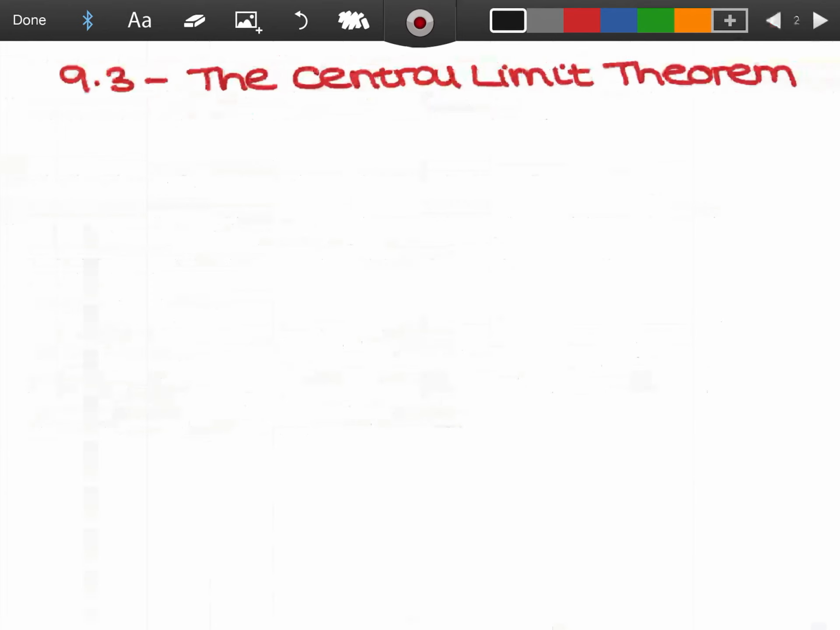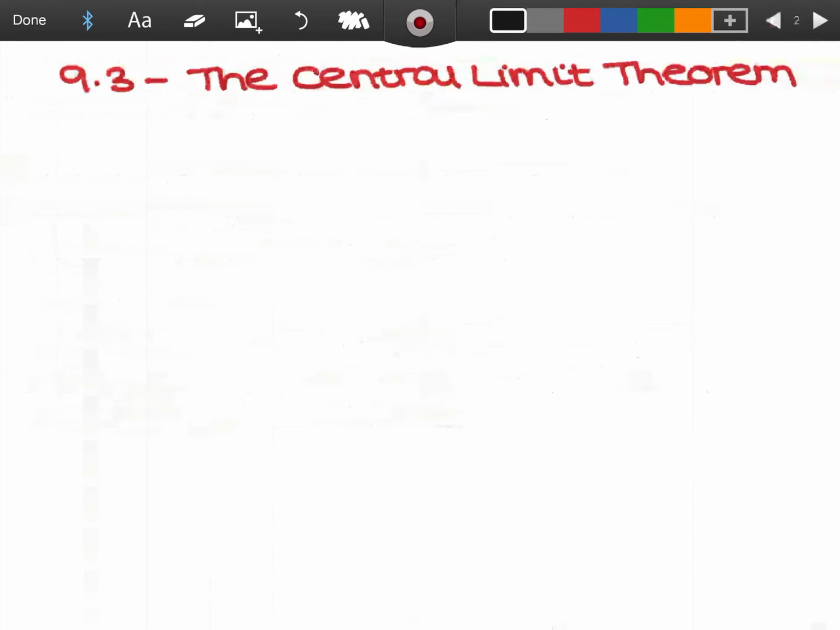9.3 looks at the central limit theorem. This is kind of the start of where we're going for the rest of the semester with this stuff. It's not a particularly easy chapter, so bear with me on this. There is a lot of information that I have to give you, but at the end, the examples that you use are kind of repetitive, so once you get the hang of them, they're not too bad.